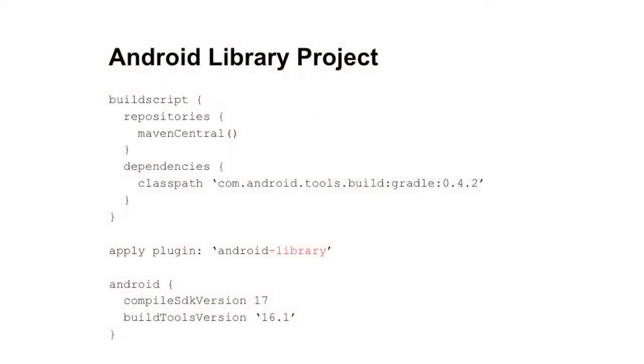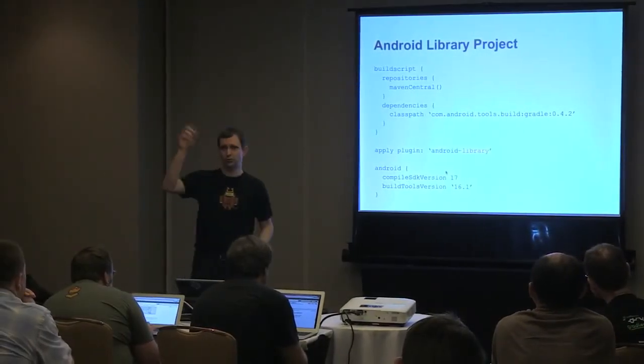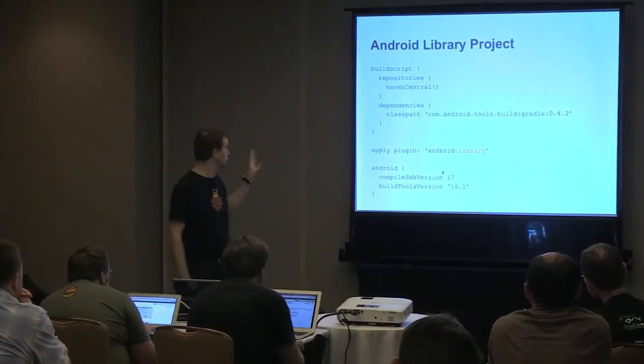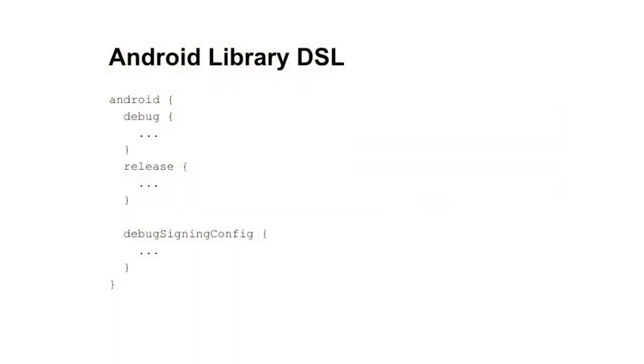Okay, so that's library project. Now the way you deal with the library project is exactly the same. The only thing that changes is the plugin name, but it's the same class path. So you can just put the build script, if you have a multi-project setup, in the top build.gradle. You need only one, and then it's applied everywhere. So the DSL is a little bit different, and it's something probably that will have to change.